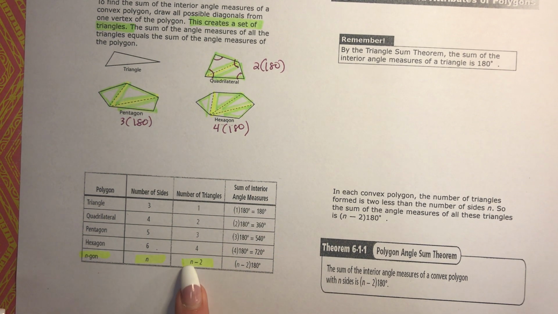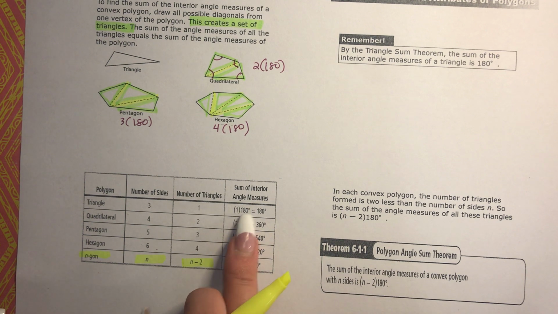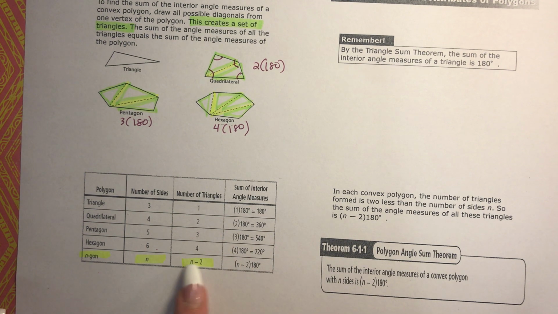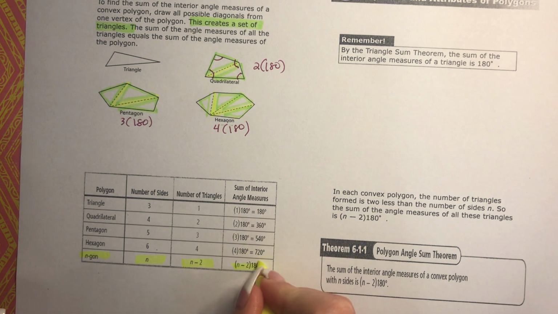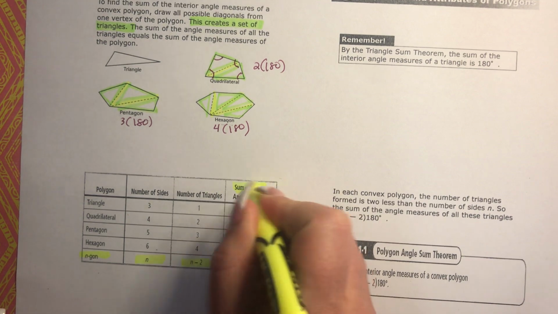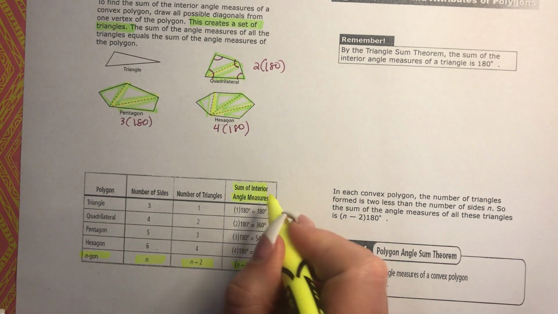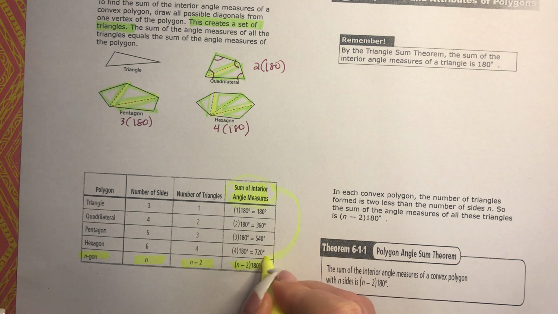And then whatever that number is, right? Because it was 1 times 180, 2 times 180, 3 times. So it's whatever this number is, 4 times, then you multiply that by 180. So if the number here is n minus 2, then it's going to be n minus 2 times 180. And that's really the formula for the sum of the interior angle measures of all polygons right there.